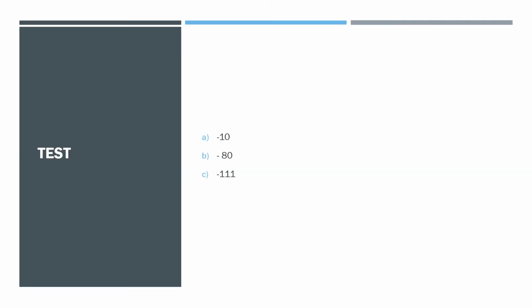So here's a very short test. Can you represent these 3 decimal numbers, minus 10, minus 80 and minus 111 using the sign and magnitude system? I'm going to give you a chance now, so pause the video. Quickly write down your answers to these questions and I'll show the answers on the next slide. So here are the answers. You'll see because they're all minus numbers, they all begin with the number 1 and the remaining 7 bits represent the magnitude.